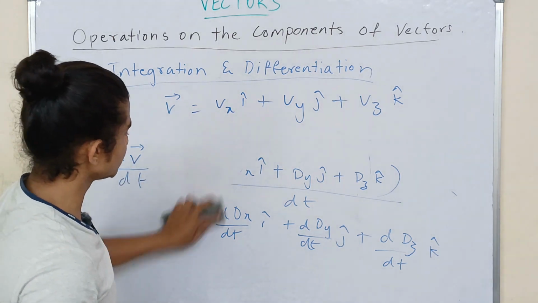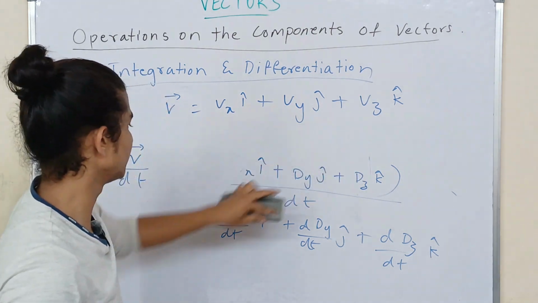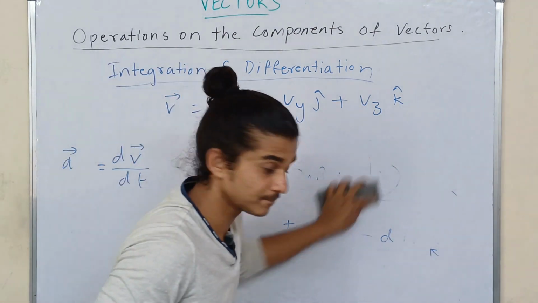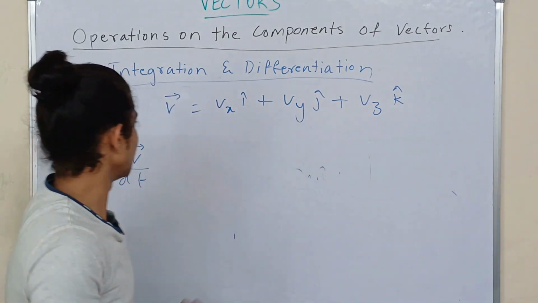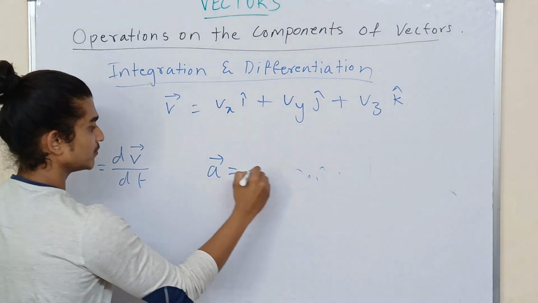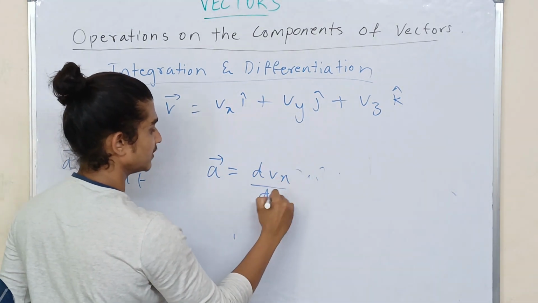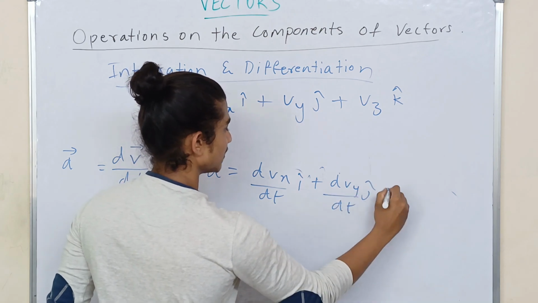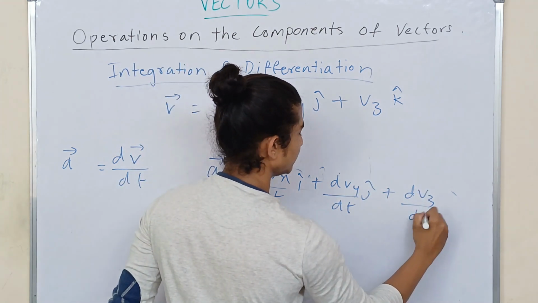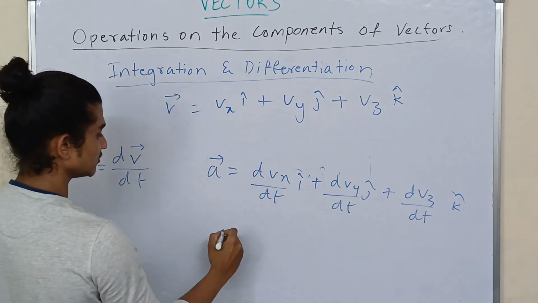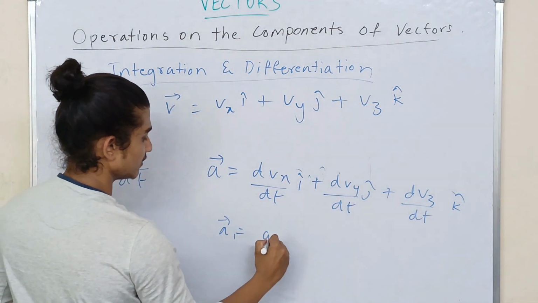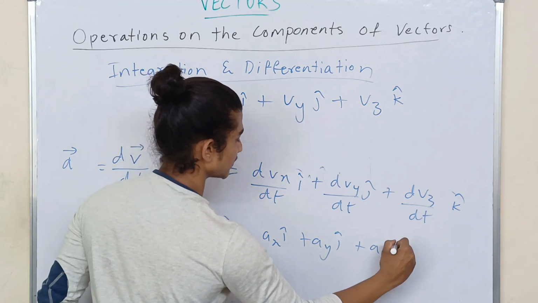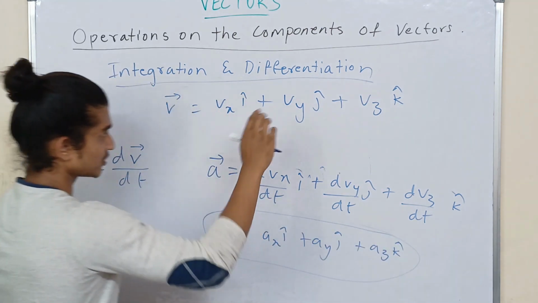I can also differentiate this whole equation just like I did for displacement, and I can conclude that my acceleration vector is going to be dvx by dt i cap plus dvy by dt j cap plus dvz by dt k cap. So differentiating all this, I'm going to get my answer as ax i cap plus ay j cap plus az k cap. So this is the operation of differentiation.